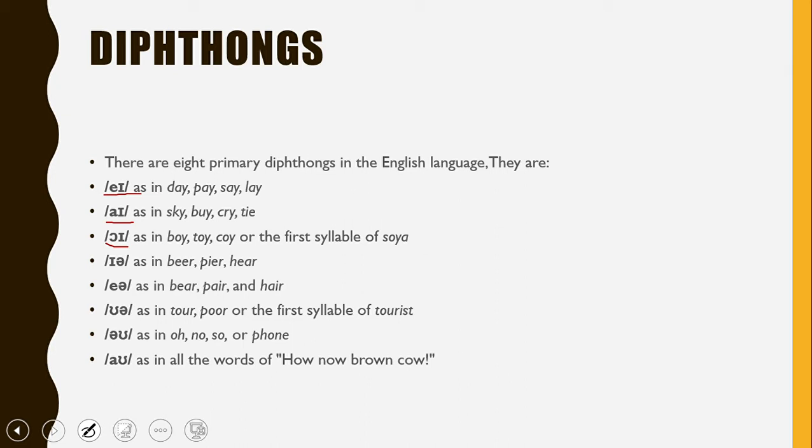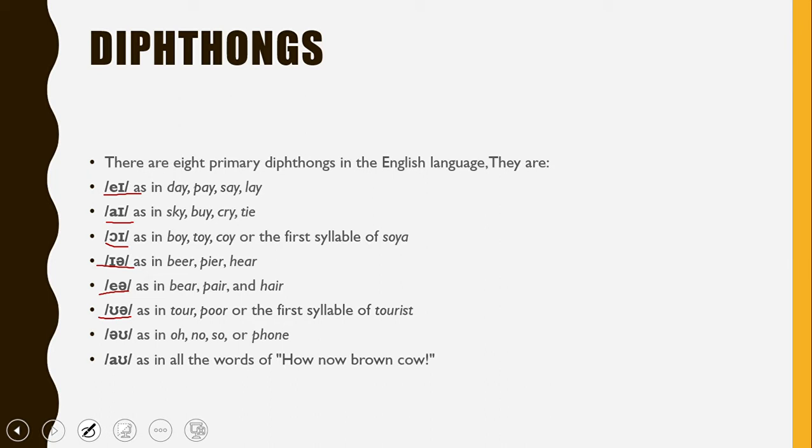Next is ear. For example, when you say beer, peer, here. Next is air, as in bear, pear, and hair. Next is oor. For example, when you say tour, poor.